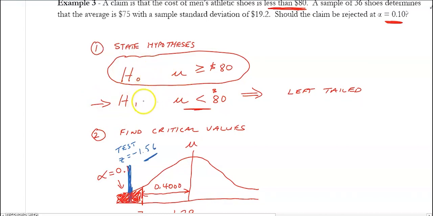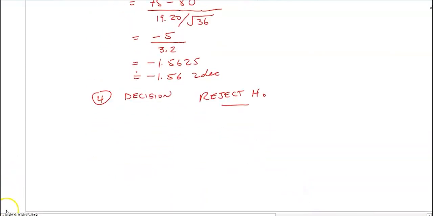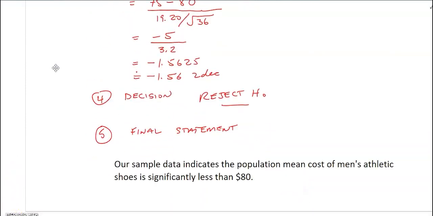So what is that really telling us then? It's telling us that the mean is actually less than $80. So let's put a final statement together. It looks something like this: our sample data indicates the population mean cost of men's athletic shoes is significantly less than $80.